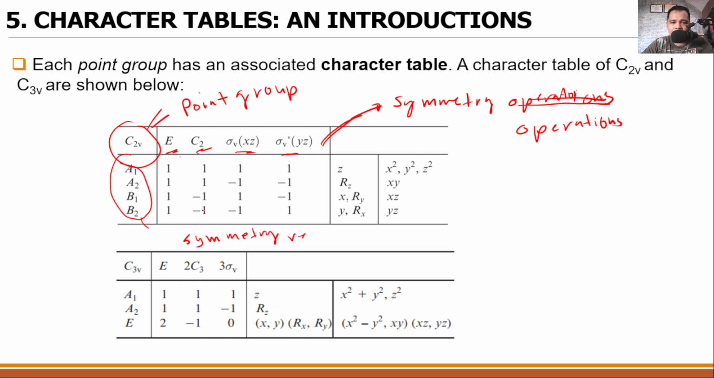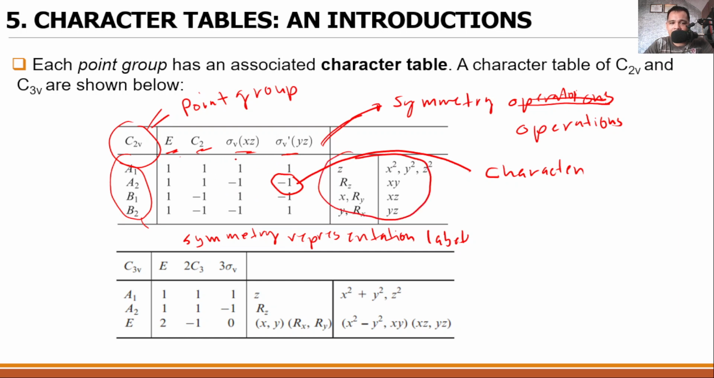And this one is called the symmetry representation labels. And these are the characters for each molecule. It is useful for vibrational spectroscopy such as IR. And this one will tell us whether it is Raman or IR active. Of course, you can determine the Raman and IR activity by solving the reducible and irreducible representation of a particular molecule. That is for our next lecture video.